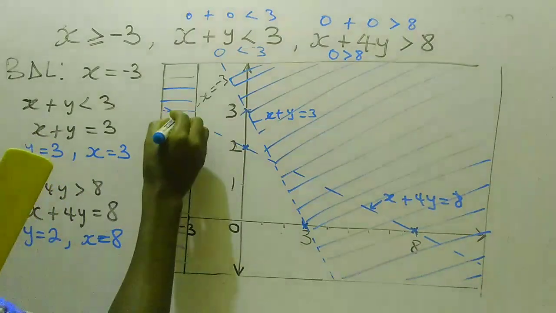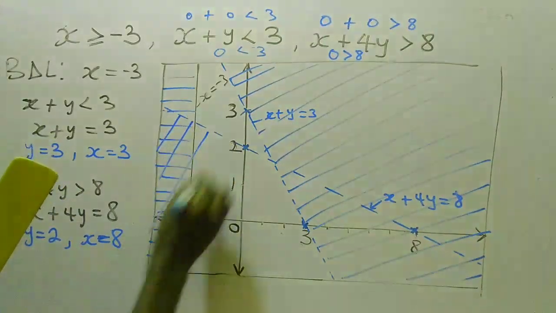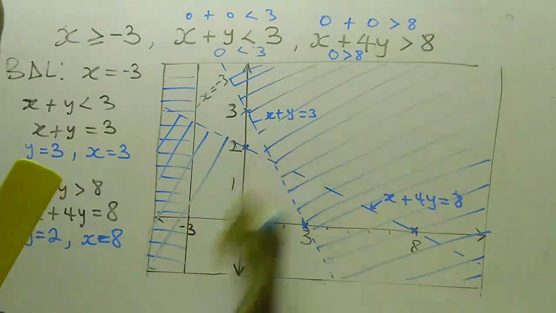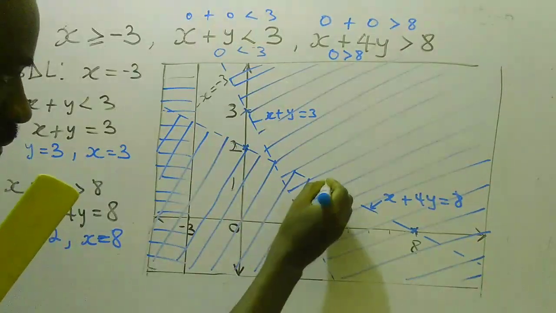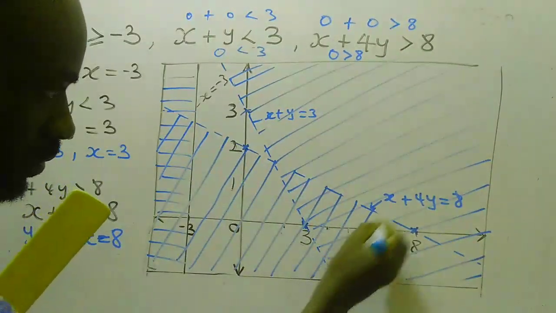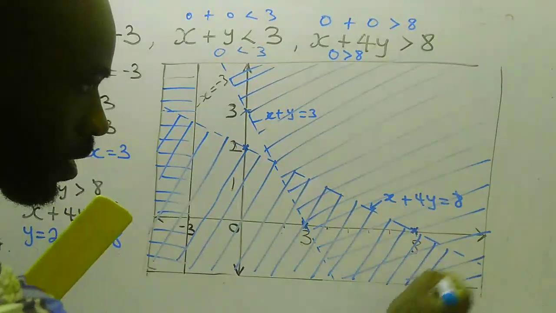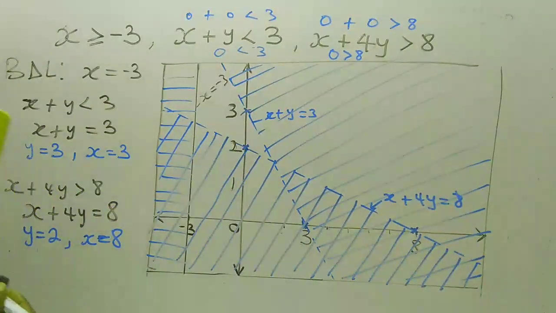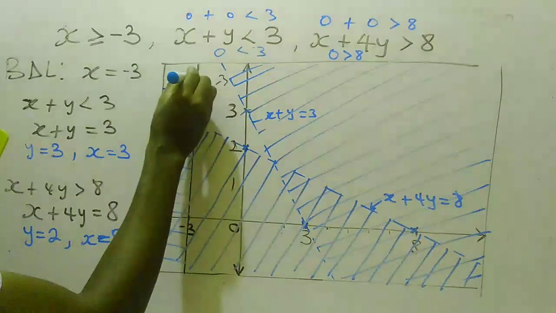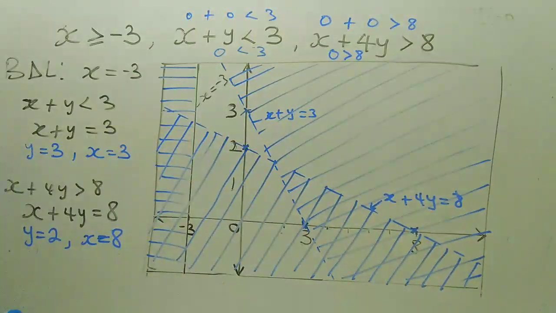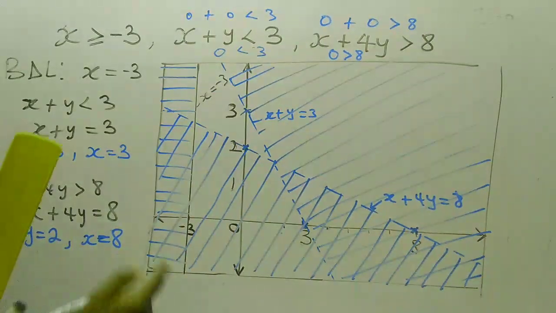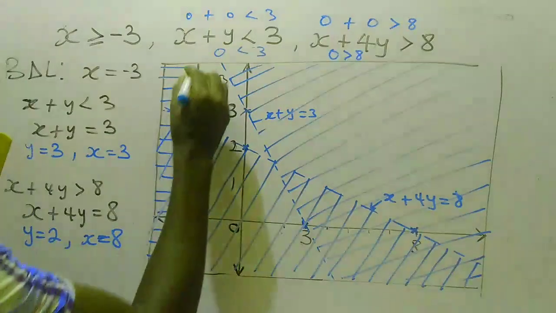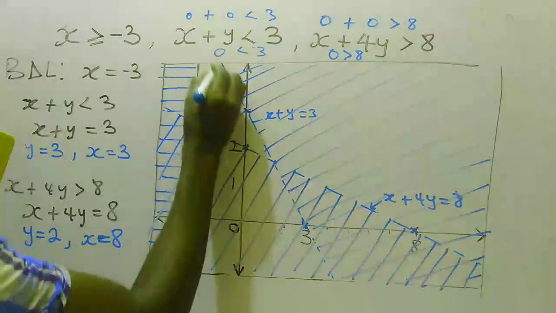To reject this region, I'm going to shade all this region below the line, towards where this origin is. I'm going to reject them. And if you look at this graph, you can see now that the area that represents the solution to this graph is this unshaded region. So this is our solution. This region here is our solution.